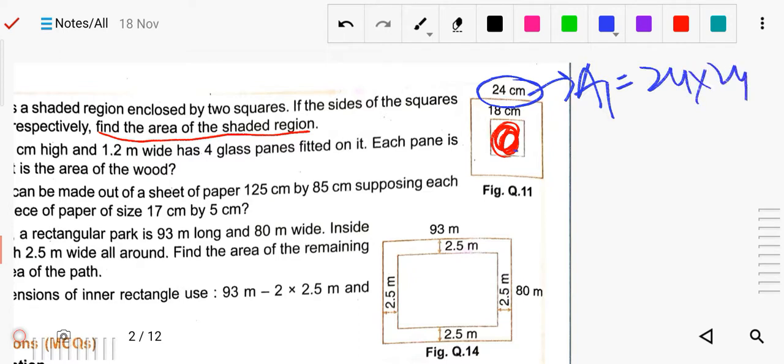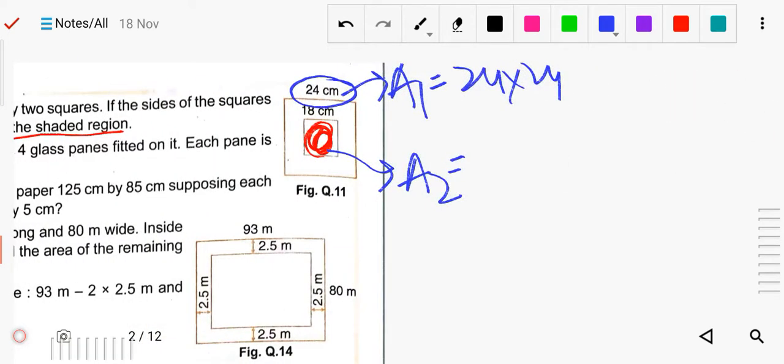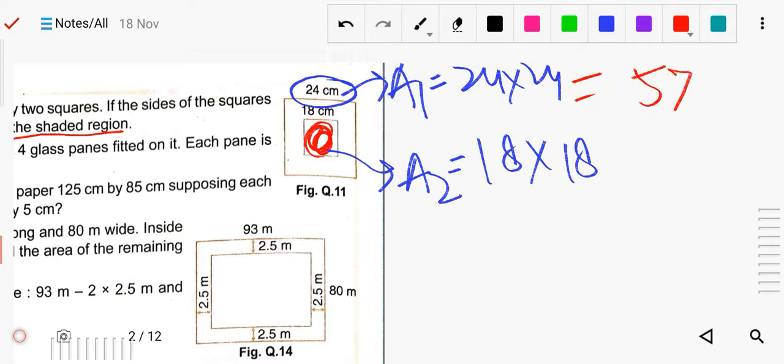Then after you have to find the area of this small square. Suppose I give the names a2 and a1. Its area will be 18 into 18, because the area of a square is side into side. So when you multiply 24 into 24, you will get 576. 18 into 18 is 324 centimeter square.